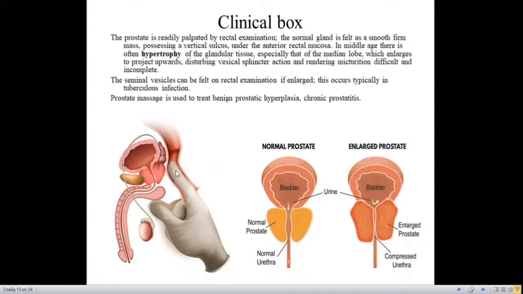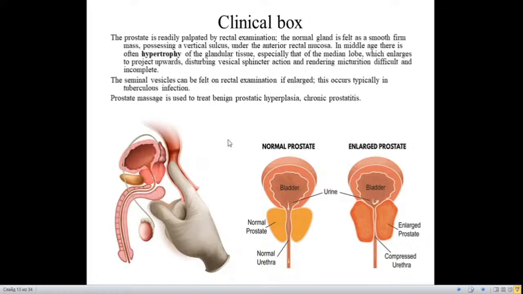This rectal examination can be used for diagnostics of conditions of the prostate gland and seminal vesicles, and also as a method of treatment. It is known as prostatic massage. The procedure is absolutely the same, actually, massaging of the prostate gland through the rectum. That is the nature of this procedure. And it can be used in case of benign prostatic hyperplasia or chronic prostatitis, not acute prostatitis, but chronic prostatitis.